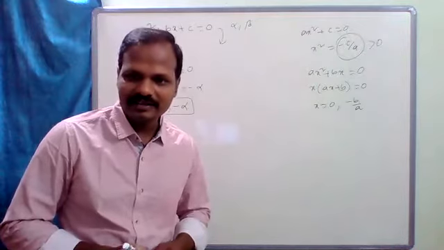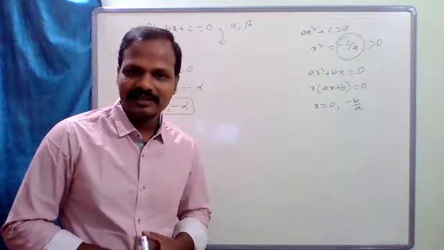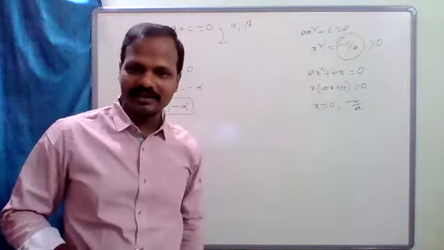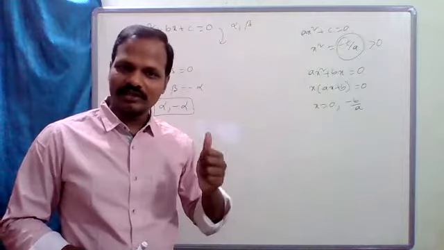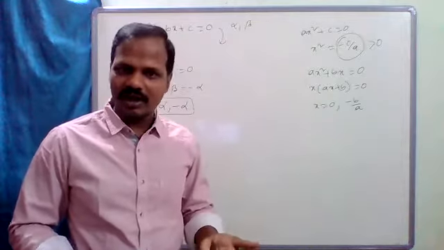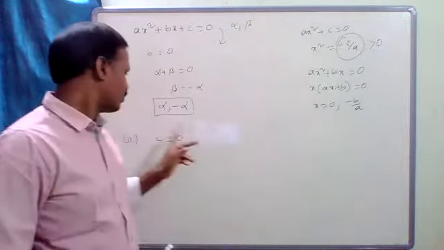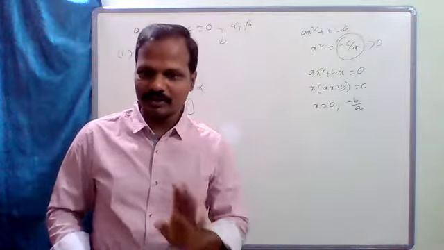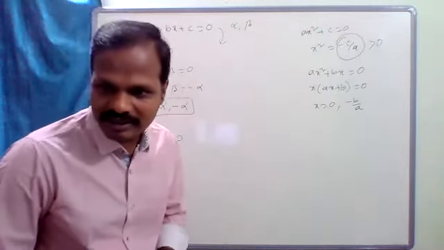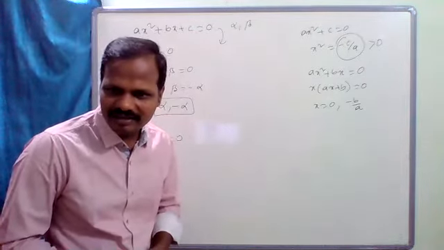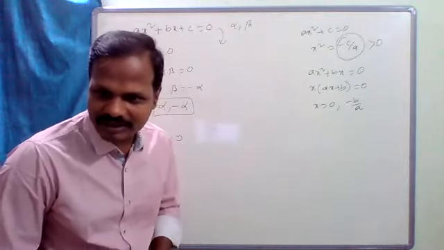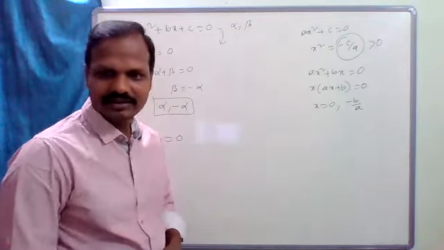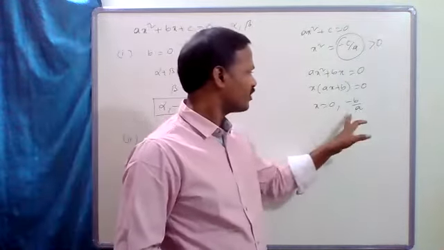Kiran, at least one means 1, 2, 3, 4, 5, anything. So at least one 0 means one root 0 or both roots are also 0. There is a possibility. But here only c equal 0 means one of the roots must be 0, and the other one is, Sneha, one root 0 and another one is minus b by a.